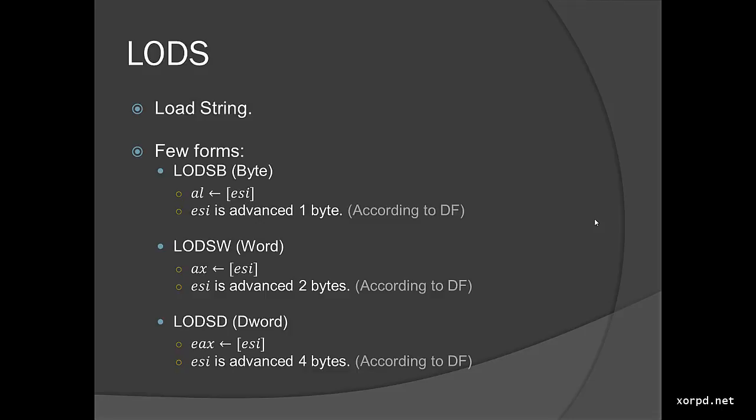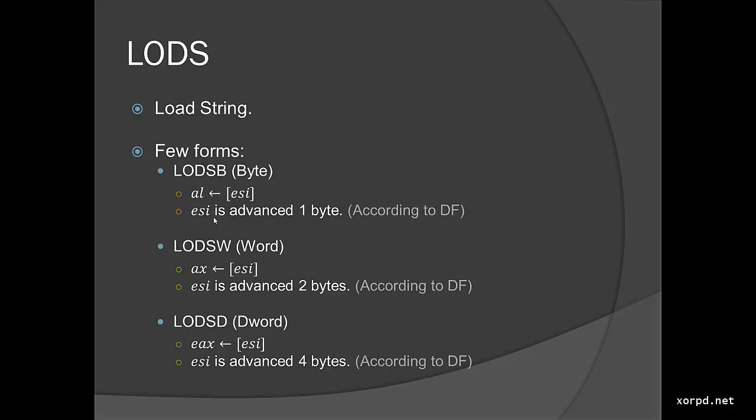The load_s instruction, also known as load string, has a few forms. The first one is load_sb, where b stands for byte. This instruction loads a byte from the location in memory ESI and then copies it into AL. And then immediately ESI is advanced by 1 byte according to the direction flag.